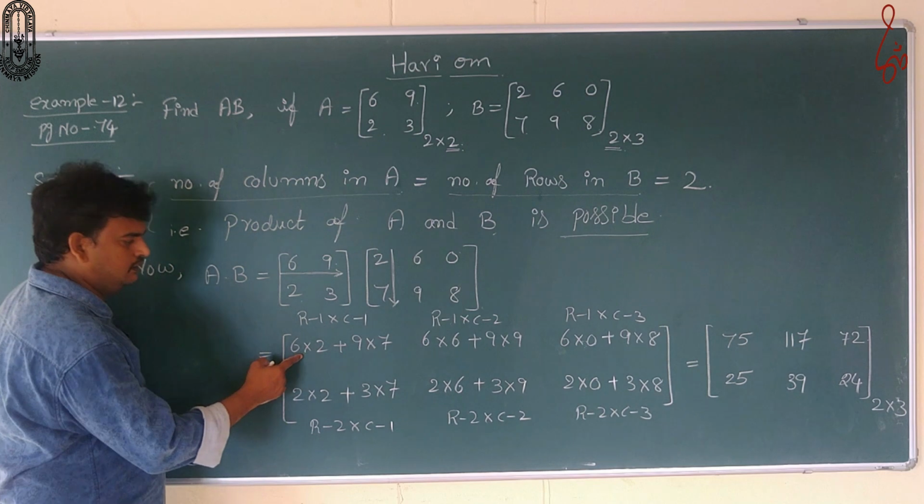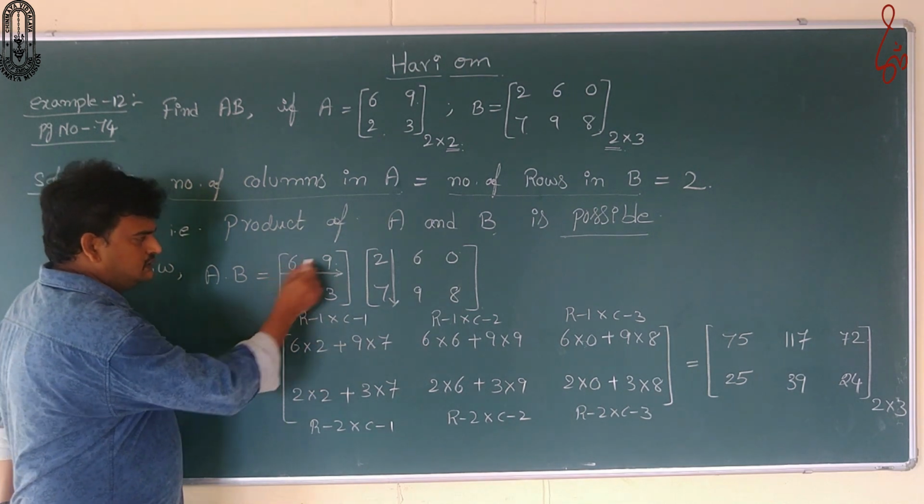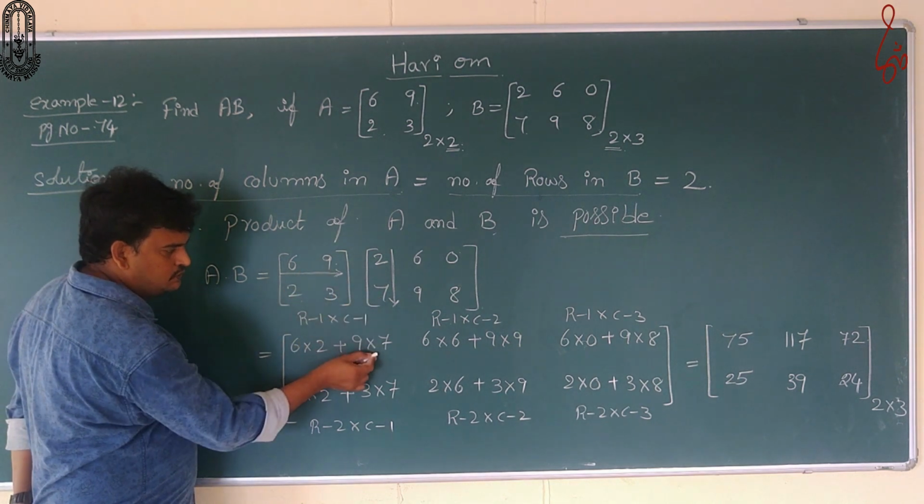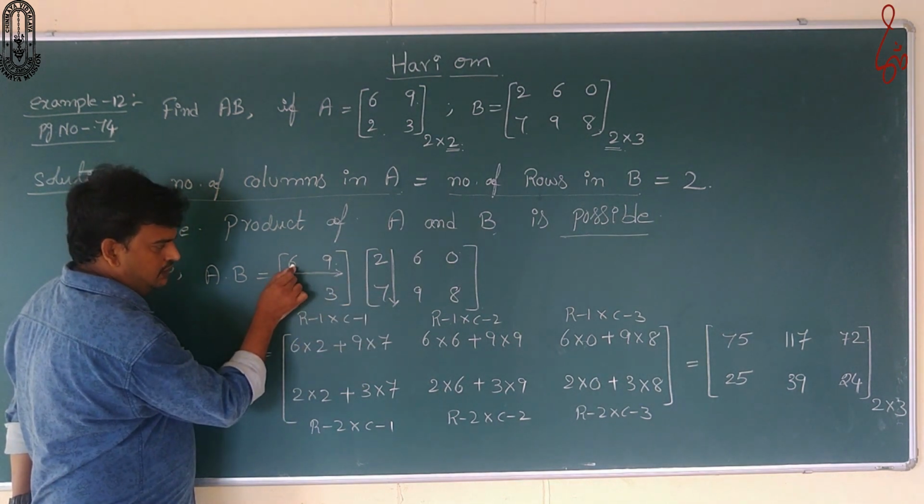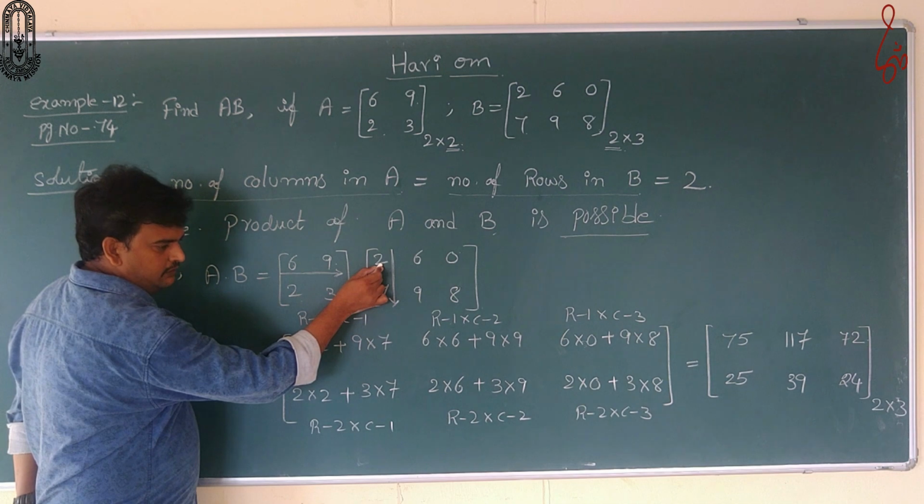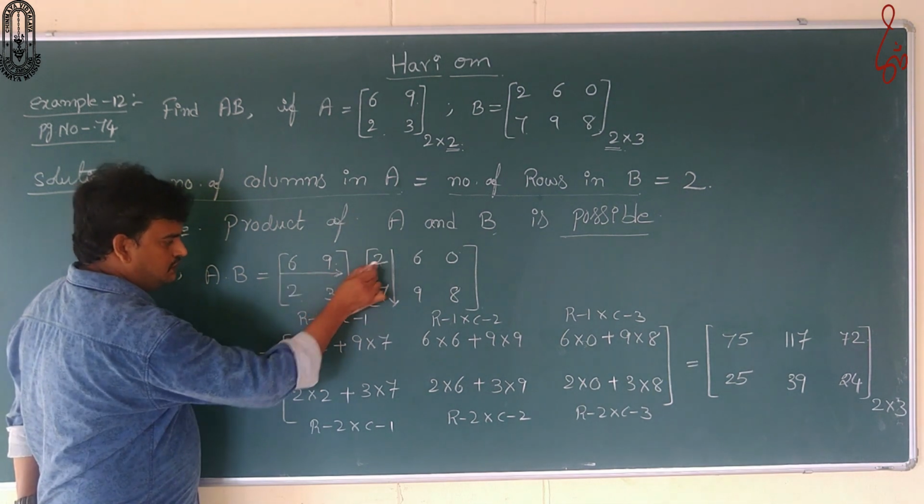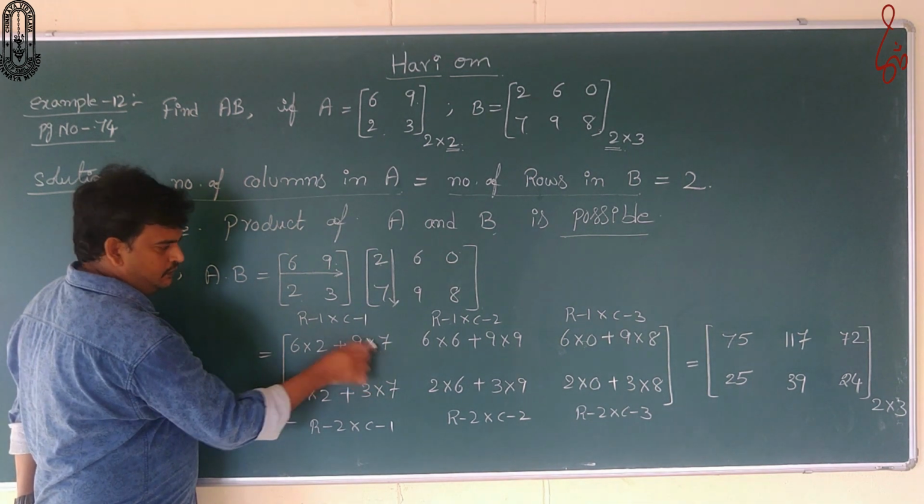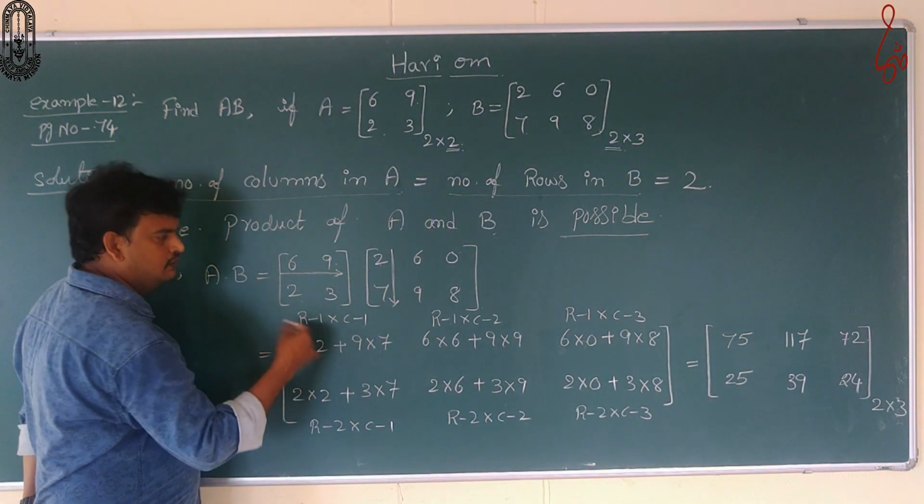How to multiply? Here we have a step: 6 into 2 plus 9 into 7. First element in the first row with first element in the first column, so 6 twos plus 9 sevens. That is row 1 into column 1.